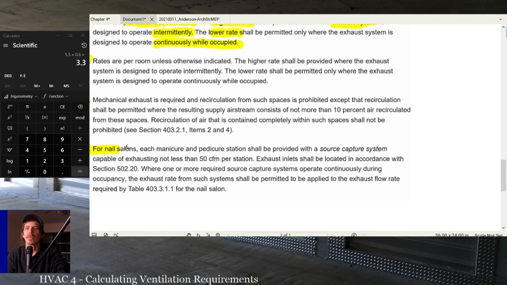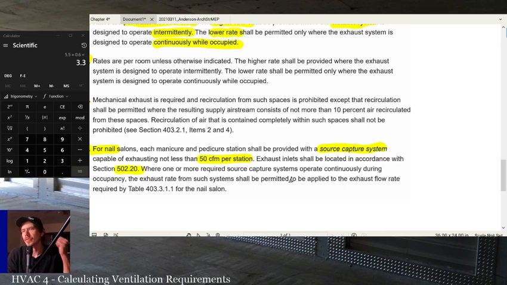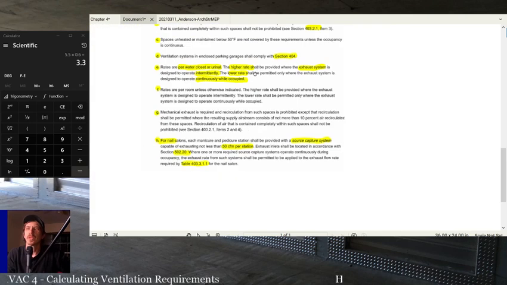And note H is for nail salons. Each manicure and pedicure station shall be provided with a source capture system. So that is an exhaust close to where the manicure and pedicure stations are, and they have to be capable of exhausting not less than 50 CFM per station. Exhaust inlets shall be located in accordance with section 502.2 or 20, and where one or more such required source capture systems operate continuously during occupancy, the exhaust rate from such systems shall be permitted to be applied to the exhaust flow rate required in table 403.3.1.1, which is this table for the nail salon.